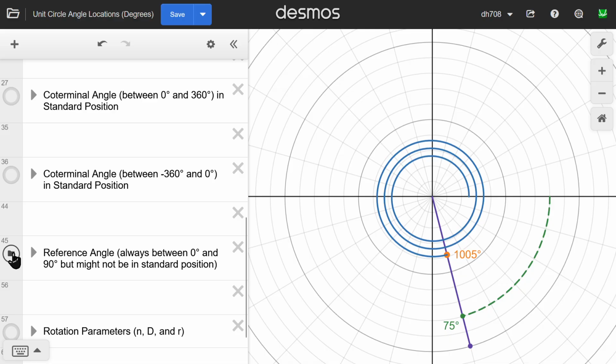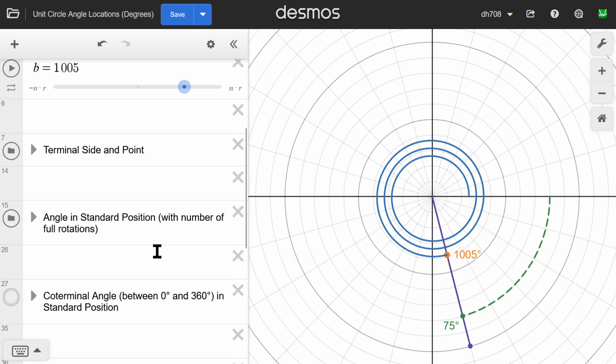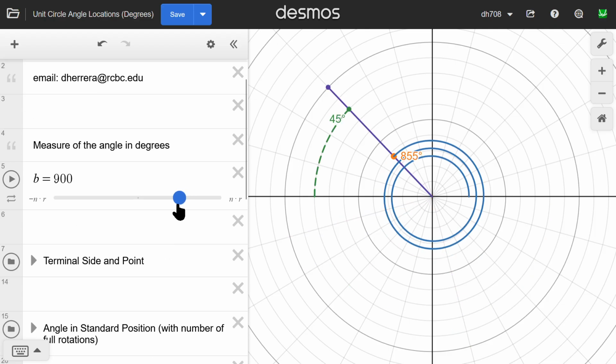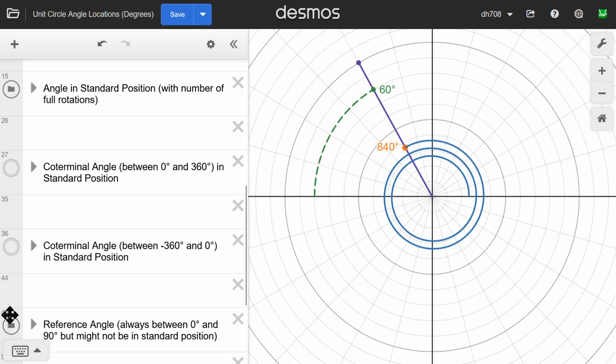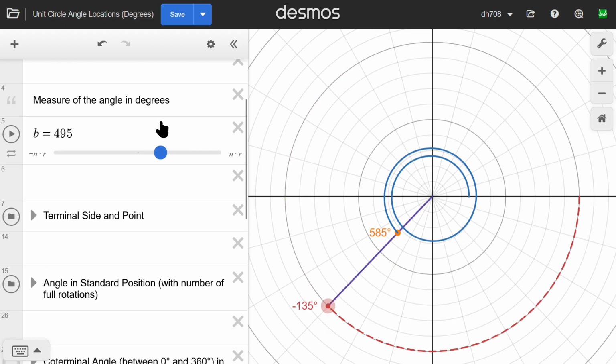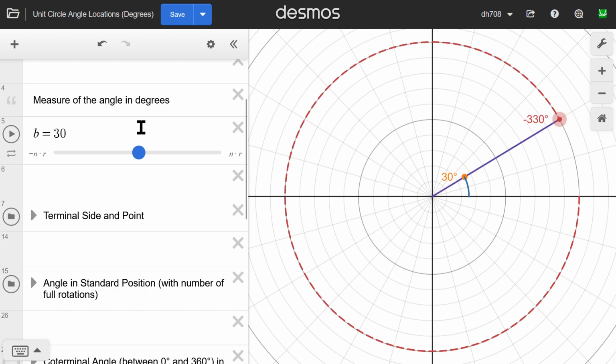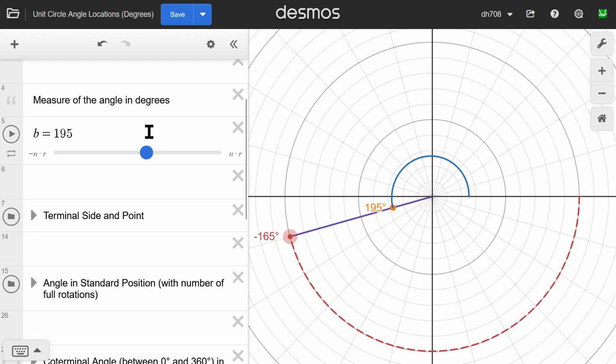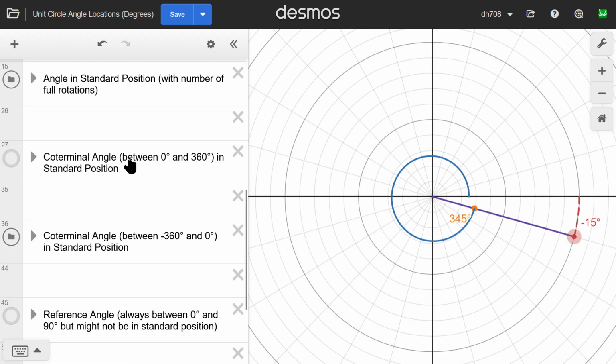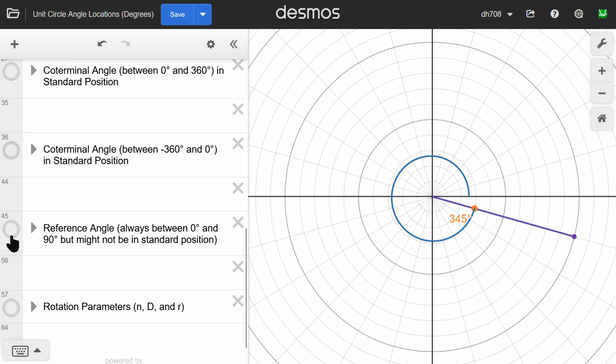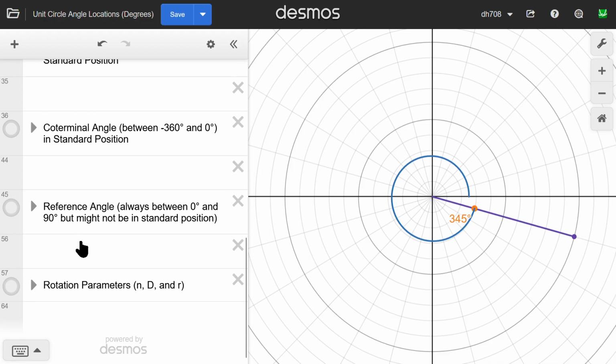This is my reference angle. Reference angle is always positive, and it's the angle to the nearest positive x-axis. So if I move this, you see that it moves like it has to. If I graph the coterminal angle, the negative version, see that negative coterminal angle always has to be between 0 and negative 360. Okay, so this is the main functionality of the demo.